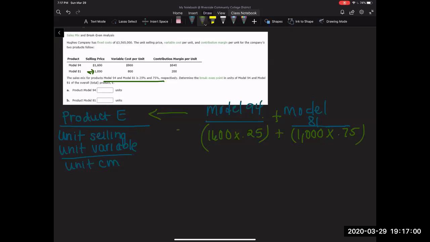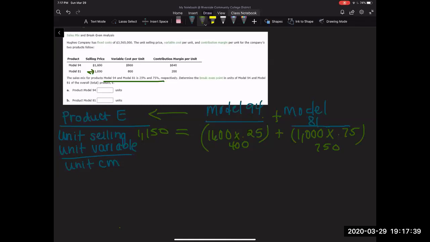Now we multiply them out and add them all here, because that becomes the unit selling price of product E. If I did 1,000 times 75%, that comes out to $750. And $1,600 times 25% comes out to $400. So if I add them across, my selling price is now $1,150 for product E.